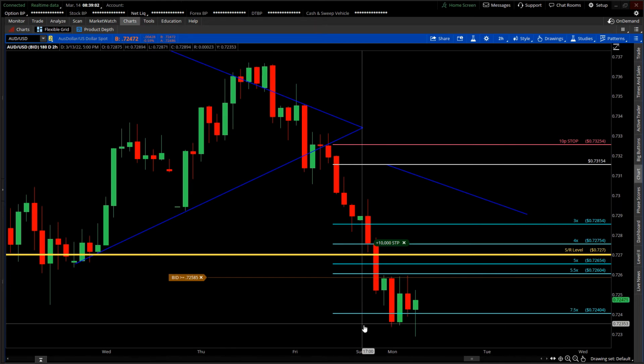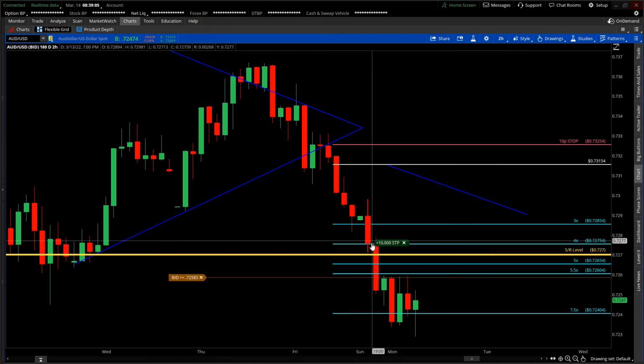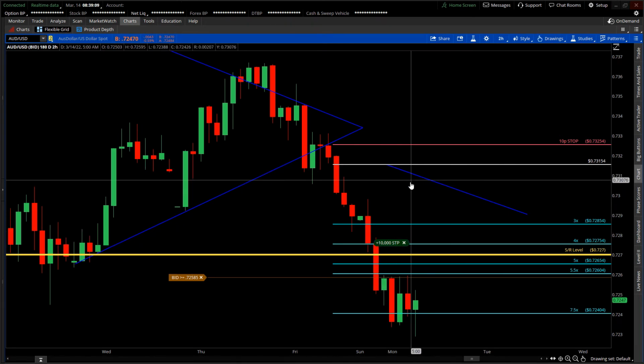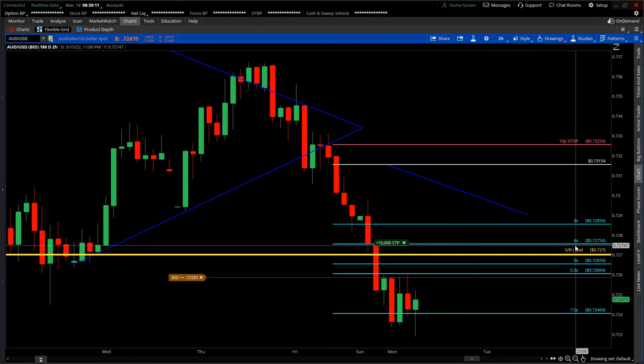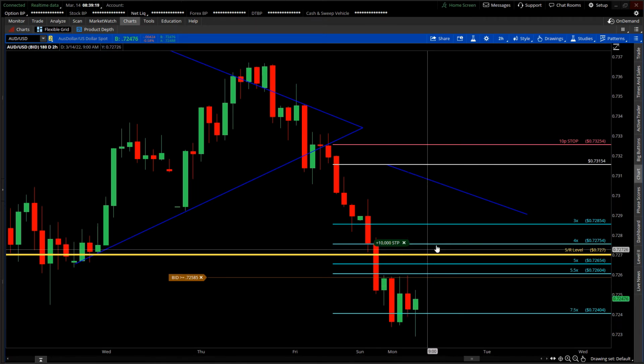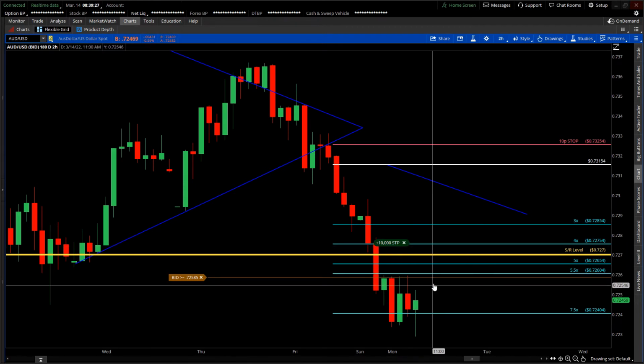So I'm going to stay in the trade, and I've moved my stop to 4x. So this would be a 4 times reward in the event that price does reverse and stops me out at this level here. At least, this is a profitable trade at this point. So I'll continue monitoring it.